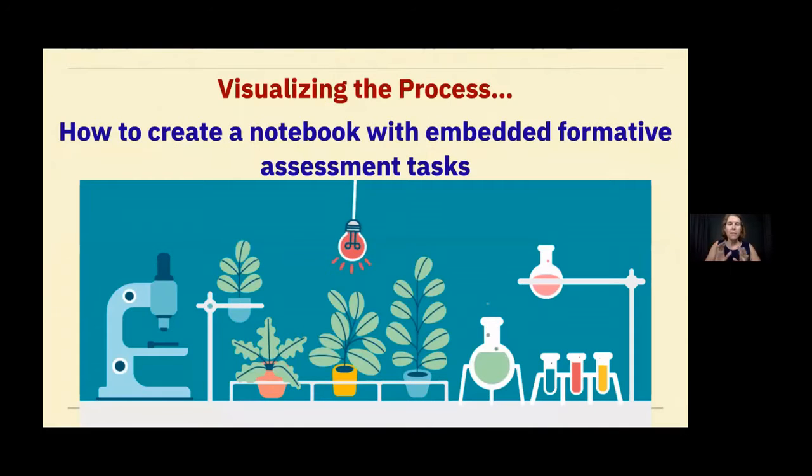So we need to visualize the process, right? The focus here is on embedded formative assessment tasks. But when you really think about notebooks, every slide is some type of formative assessment, whether it's looking at what the students knew, so a little bit of pre-assessment, or assessments at the very end to evaluate what they've learned over time. Every slide is basically potentially a formative assessment piece.